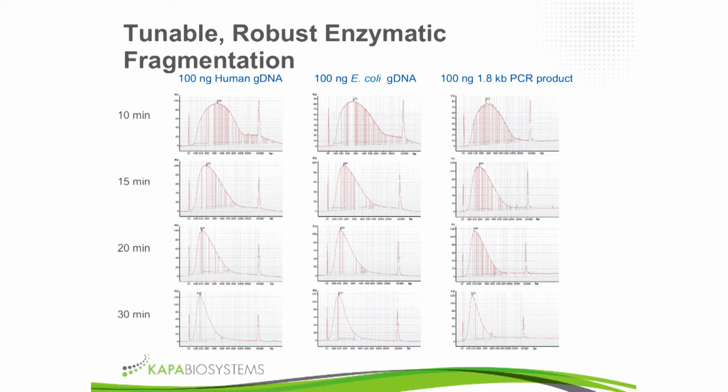Shown here are bioanalyzer profiles with 100 nanogram of input material, ranging from human genomic DNA to PCR products. They were sheared for various times with our enzymatic fragmentation reagent. Phenotypically, they're very similar to that of Covaris shears. The mode is very consistent across all times and samples, irrespective of the input and complexity of your input DNA.